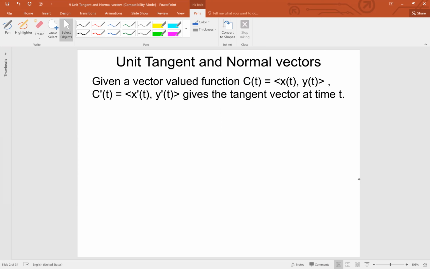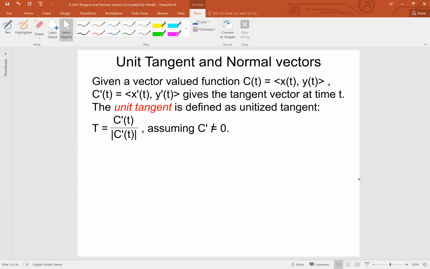And so given a vector valued function, we can find its derivative, the tangent vectors. Now we're going to unitize it. For example, if I have a curve and I'm traveling along this curve, at different junctures I have different tangent vectors with different lengths because I'm traveling at different speeds. So I got these different tangents of different lengths.